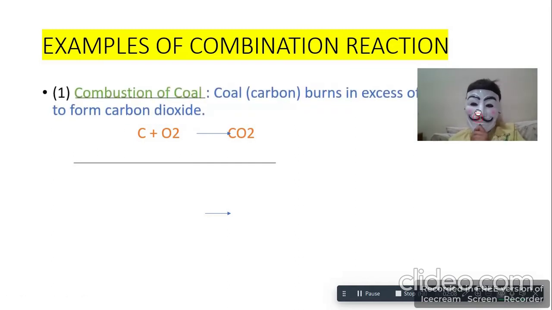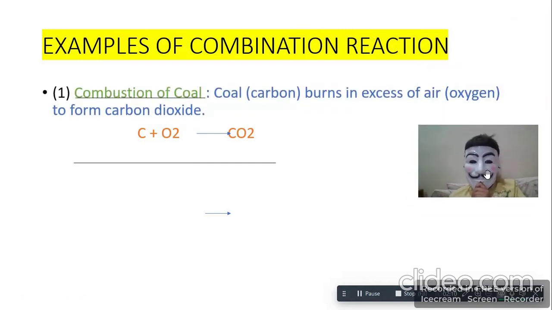So combustion of coal, the first one, combustion of coal. Coal, carbon burns in excess of air, oxygen to form carbon dioxide. So it must be C plus O2. Carbon is solid, O2 is gas, CO2 is gas. So carbon plus oxygen give rise to CO2, which is carbon dioxide.